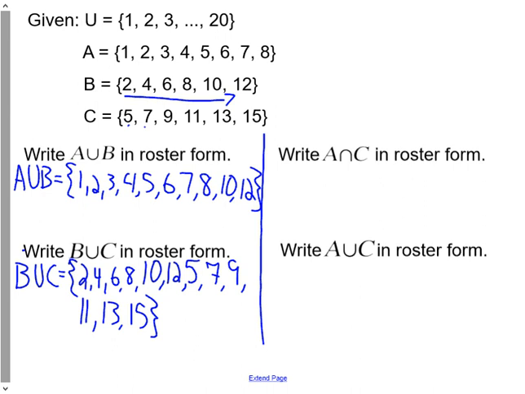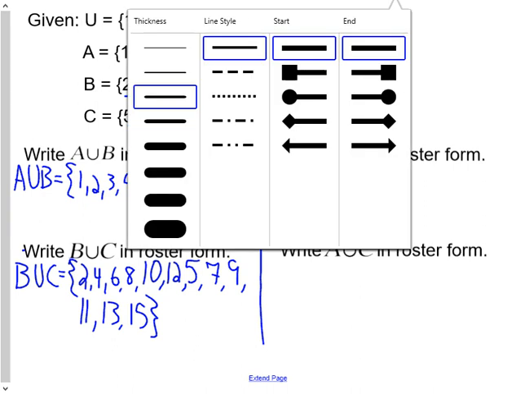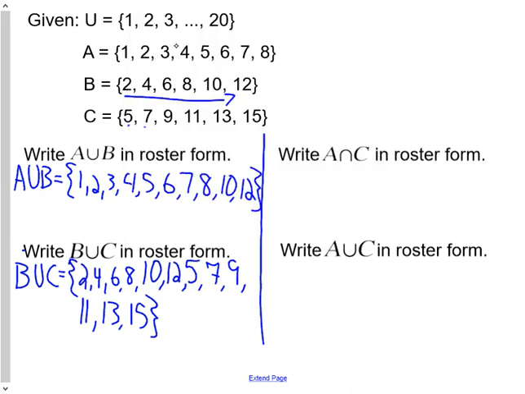Next up, now we're doing write A intersect C in roster form. So this time I'm looking for only elements that are in both. Again, you pick which one you're going to start with. It doesn't really matter which one we start with. I can start with A and check C, or I can start with C and check A.